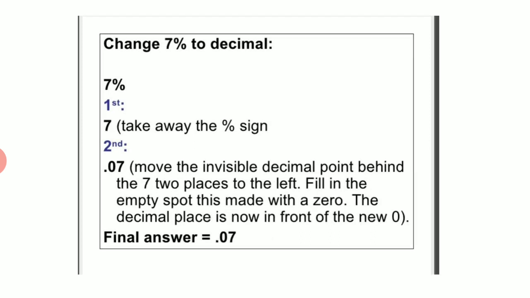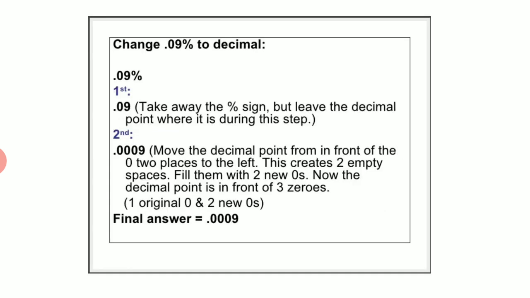Suppose we want to change a single digit number, 7%, to decimal. The first step again remains the same: take away the percentage sign. In the second step we move the invisible decimal point, which is behind the 7, two places to the left. That means we fill in the empty spot with a 0, and it becomes 0.07. So the decimal point is now in front of the new 0 that we have added. So the final answer becomes 0.07.